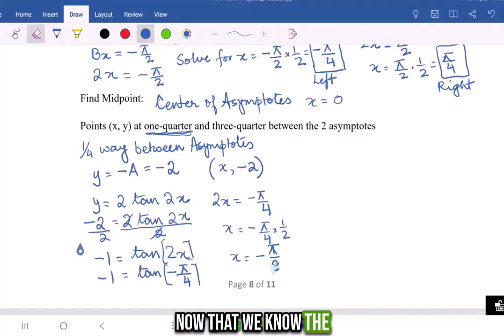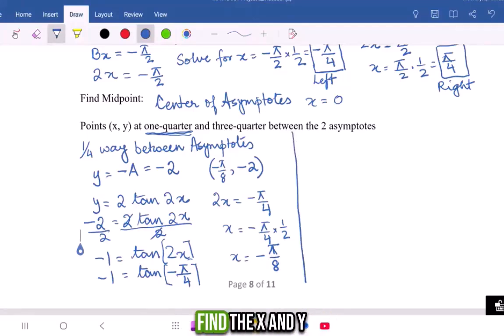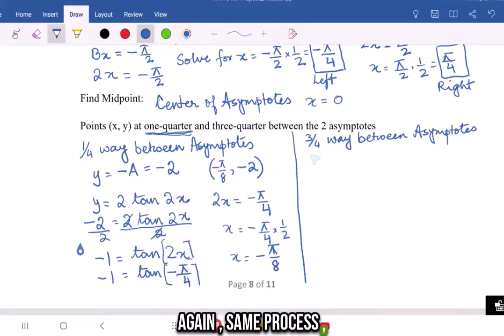All right, now that we know the value of x, I'm going to write negative pi over 8 as the x coordinate 1/4 way between the two asymptotes. This is negative pi over 8. So 1/4 way between the asymptotes, we have a point that would be negative pi over 8 comma negative 2. Now we have to find the x and y coordinates 3/4 way between the two asymptotes. Again, same process, but 3/4 way between the asymptotes, y would be a positive a. It's going to be a positive a.